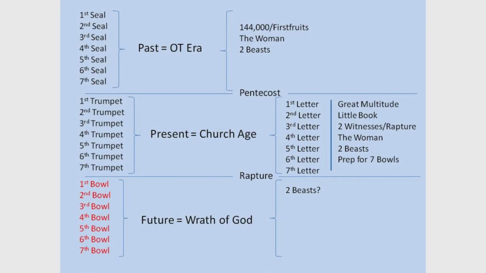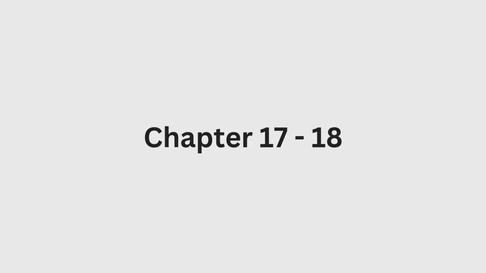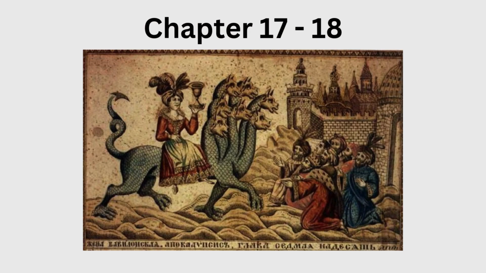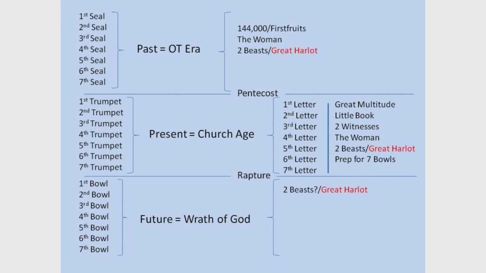Chapter 16 shows the 7 bowls, which is the future wrath of God. In chapter 17 and 18, we have the great harlot added next to the 2 beasts. This is because she rides the 7-headed beast, so she must be placed wherever they are placed.